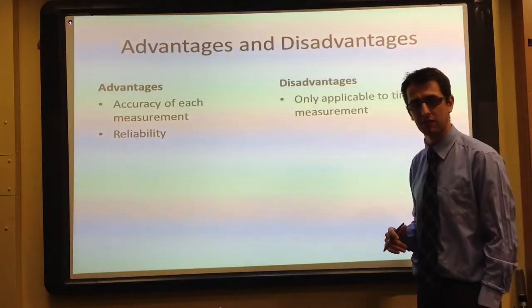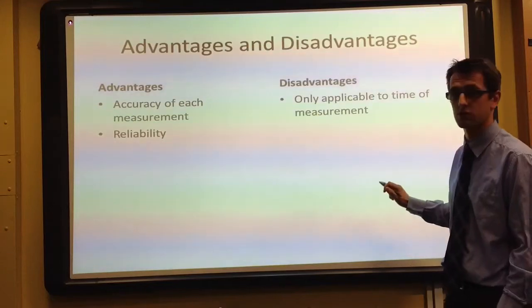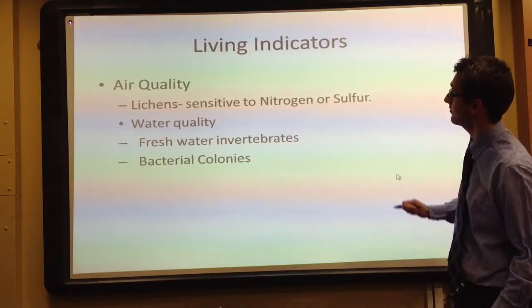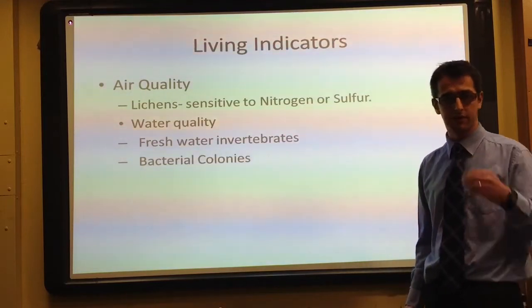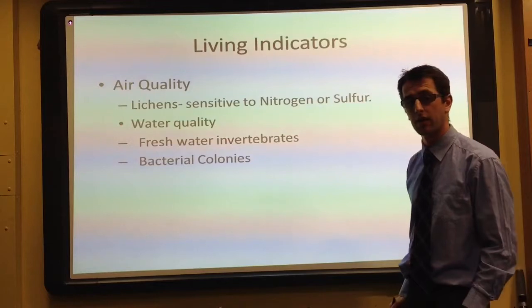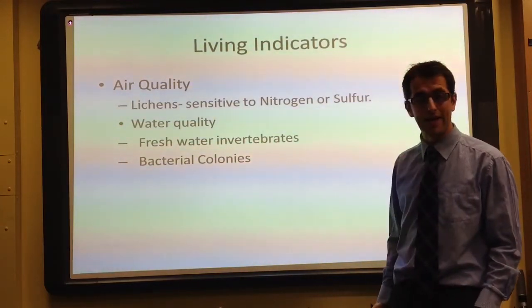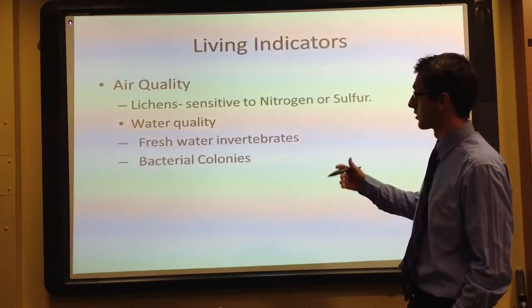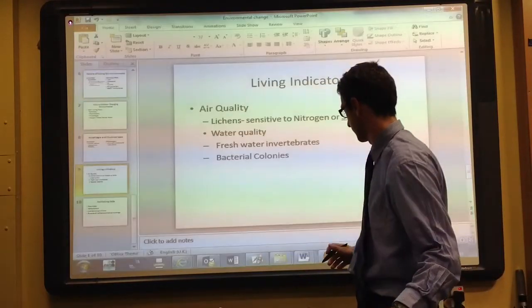So those are some key considerations to give to any equipment that you happen to be using or asked to use in an exam question. Looking at living indicators, well, this is something that's a little bit trickier, but can be relied upon very well. Examples of things we might look at might be air quality, and for that we could look at lichens as an example. Just to show you a quick picture of some lichens.